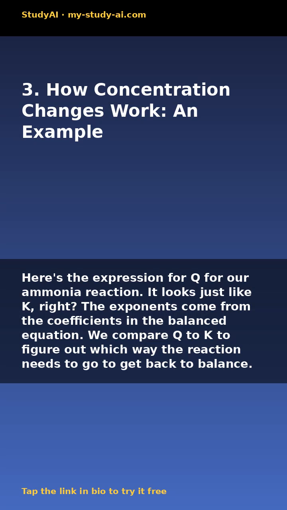Here's the expression for Q for our ammonia reaction. It looks just like K, right? The exponents come from the coefficients in the balanced equation. We compare Q to K to figure out which way the reaction needs to go to get back to balance.